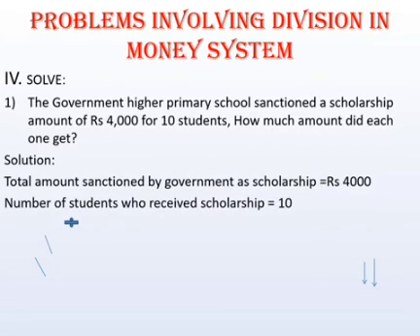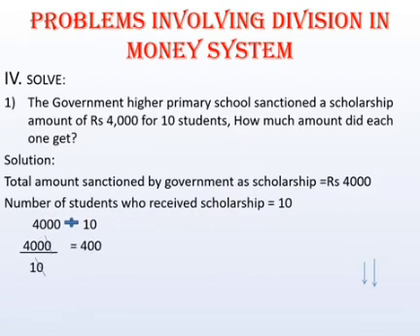So, 4,000 divided by 10 students, divided by 10. 4,000 by 10. This is one method you can use. The 0 gets cancelled with the 0. What is left out? 400 is left out.